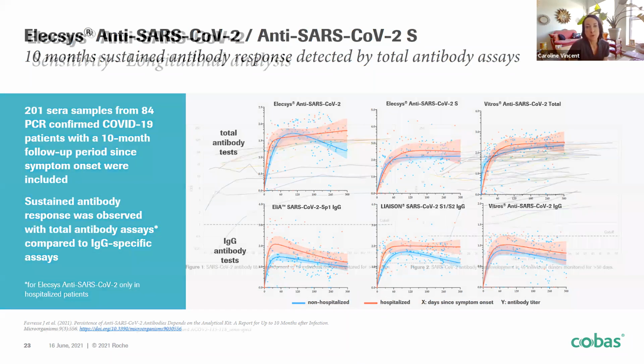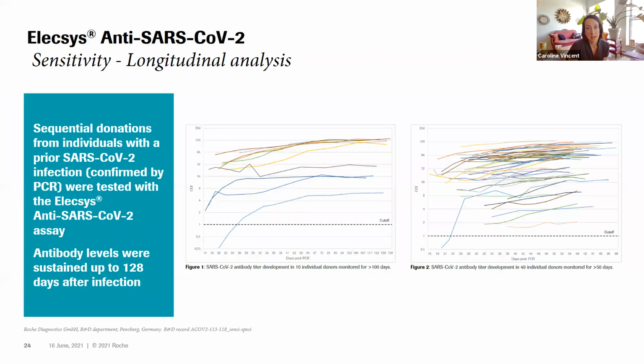Here, I just wanted to show you some internal data that was generated by Roche. This is specific for our Elecsys NTN assay. We looked at the duration of antibody response against SARS-CoV-2 by evaluating sequential donations from individuals with a prior SARS-CoV-2 infection, which was confirmed by PCR. As I said, the antibodies were measured with our Elecsys NTN assays.